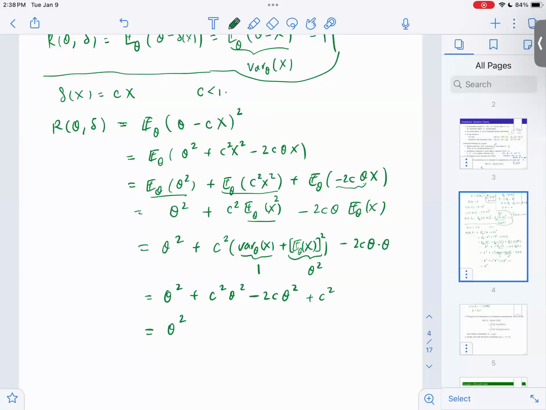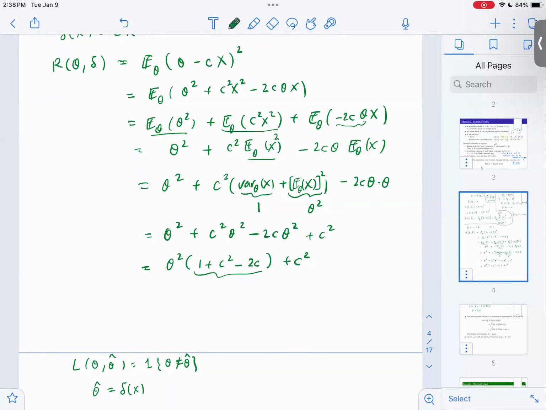Yeah, okay, this doesn't look very nice. Let's collect theta squared here. I get 1 plus c squared minus 2c. Is this correct? Okay, so I get 1 minus c squared, theta squared plus c squared. Is that true? Did we do it correctly?